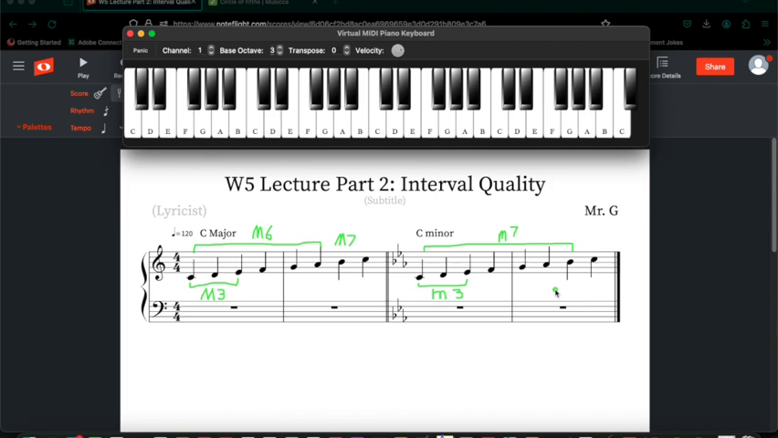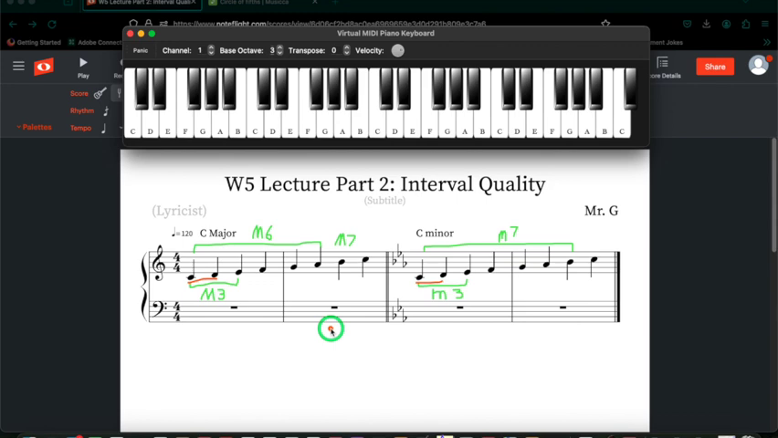Special exception though. The only one that does not follow this pattern is the seconds. Because no matter what, in C major or C minor, that's going to be a major second. C to D. But that's easy to remember because this, a major second, is just a whole step. If you want a minor second, that's just a half step. And that counts no matter where you start on the scale.